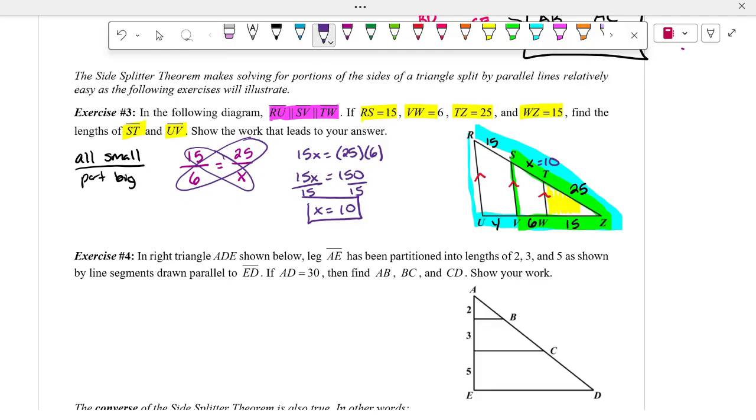Okay, so now I'm solving for y. Which two triangles do you think is going to be the most useful to solve for y? The green and blue.